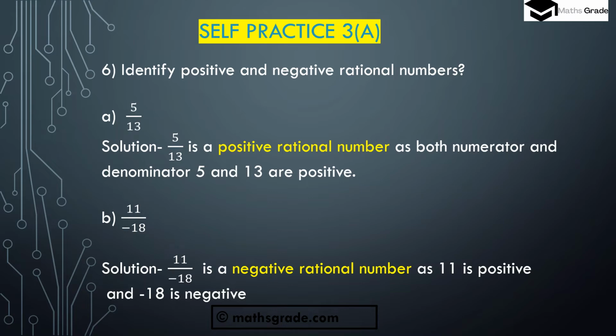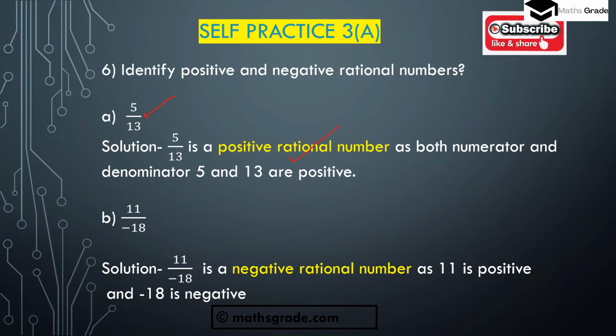Now we will solve question number 6. Question number 6 is identify the positive and negative rational numbers. First bit is 5 divided by 13. Here the numerator is 5 and the denominator is 13. Both numerator and denominator are positive, so 5 divided by 13 is a positive rational number.